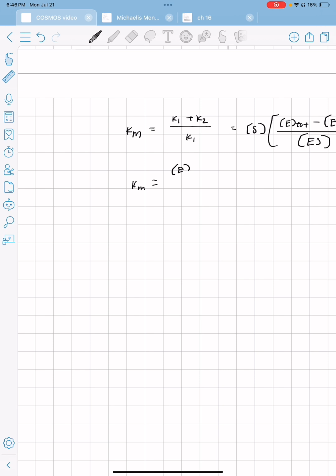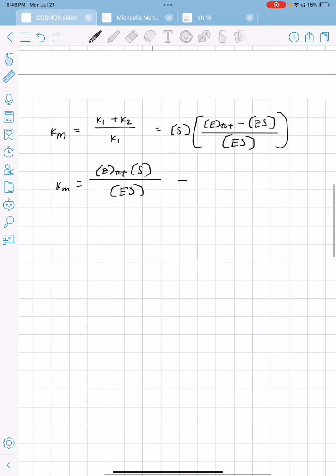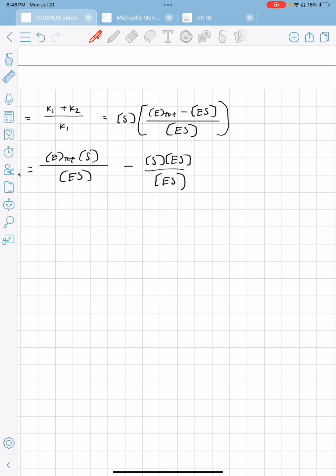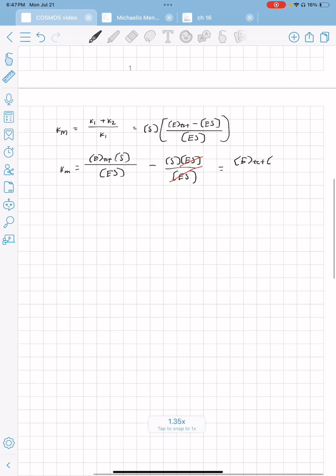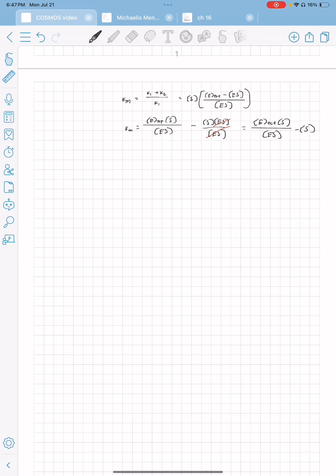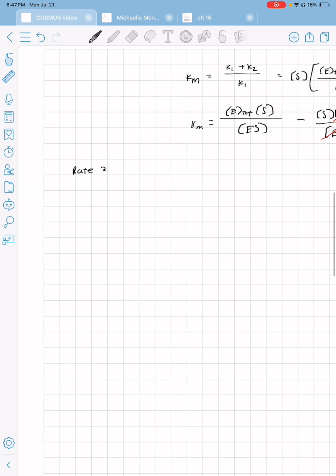And so we'll simplify this a little bit further. E total times S. Well, I guess not simplify, I guess we'll spread it out a little bit more. S, ES, ES. Then we can cross these out, equal to E total S divided by ES minus substrate concentration.